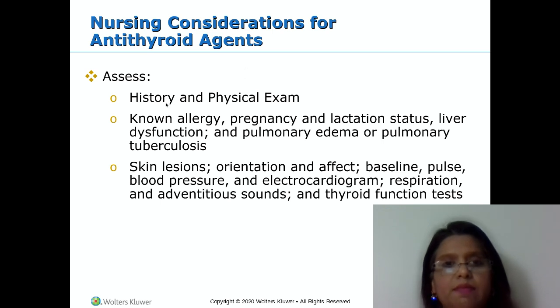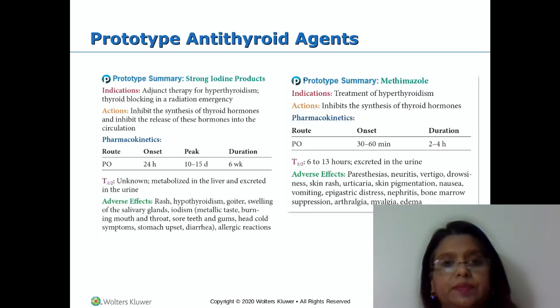Assess. Remember this part: whenever we are giving any medications, we always check for the baseline disorders. We check for allergies, pregnancy, lactation status. We check whether they have any liver dysfunction, pulmonary edema, pulmonary tuberculosis. We check for skin lesions, orientation and affect, baseline pulse rate, so vital signs, and the cardiac functions, and thyroid function test. So strong iodine products are adjunct therapy for hyperthyroidism, and methimazole is treatment for hyperthyroidism.